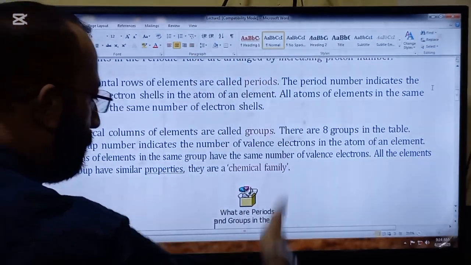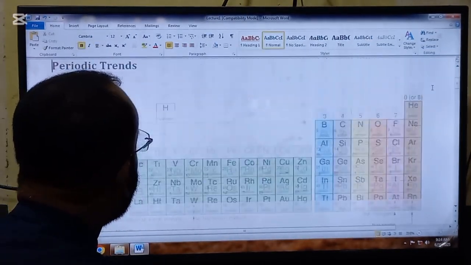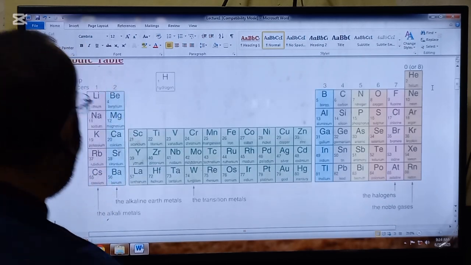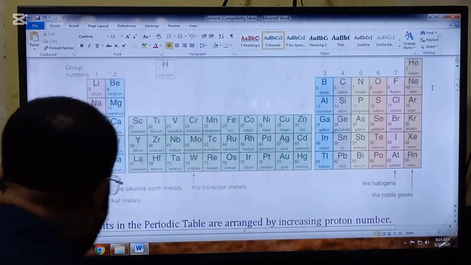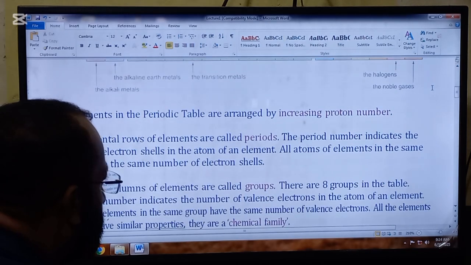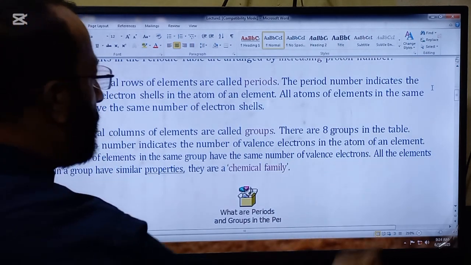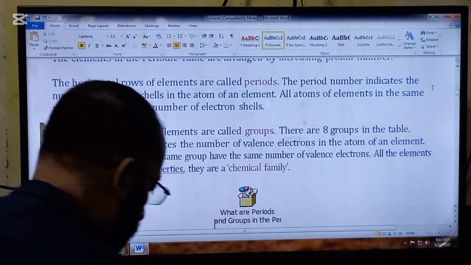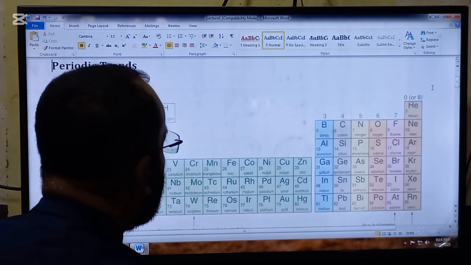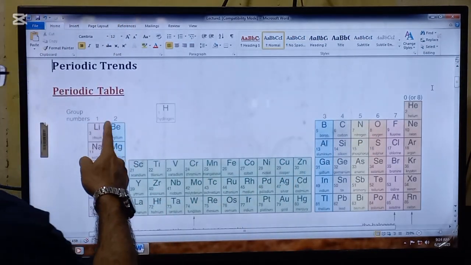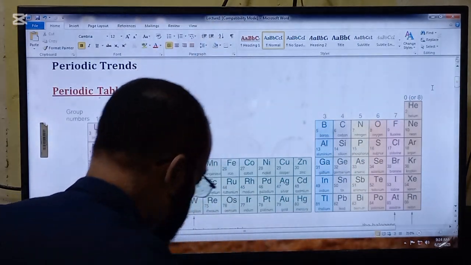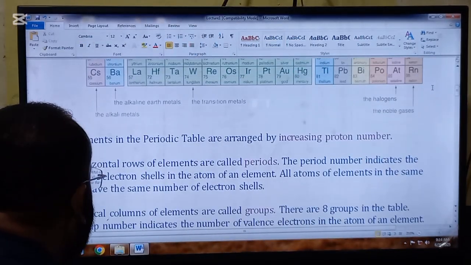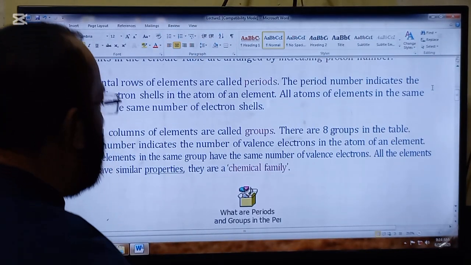So these are the vertical columns. Look now. These are the vertical columns, and these are called groups. There are 8 groups in the table. So look again, here are 8 groups: 1, 2, 3, 4, 5, 6, 7, and 8. So there are 8 groups in the periodic table.